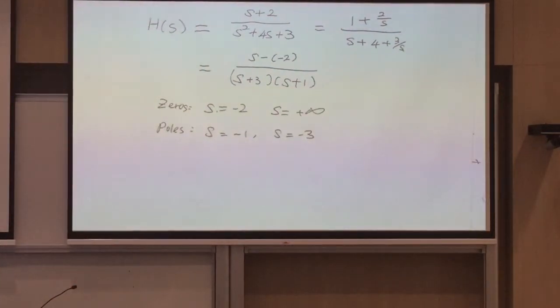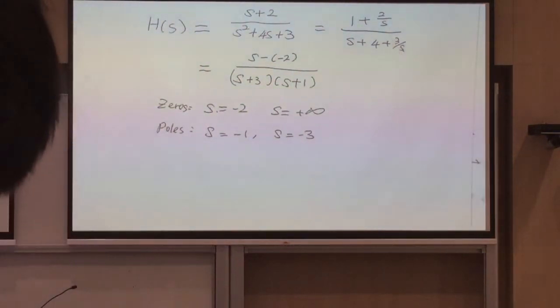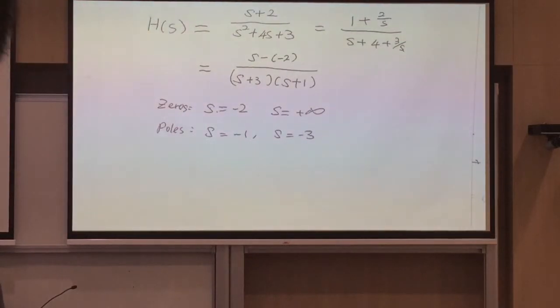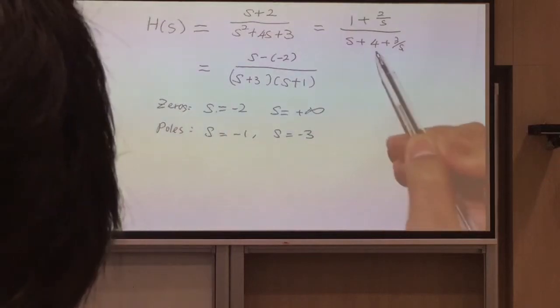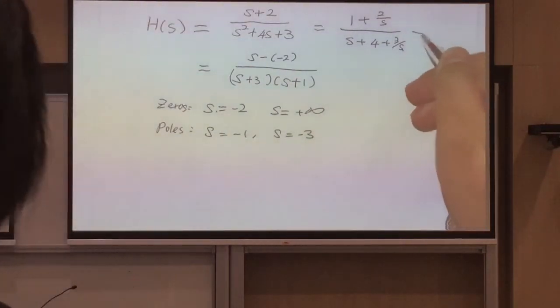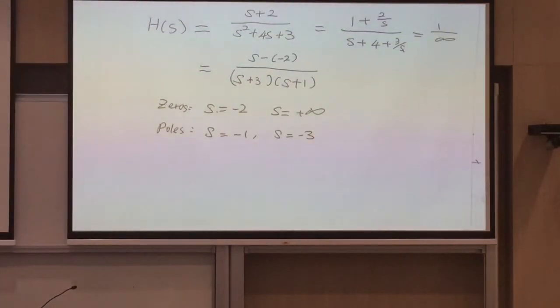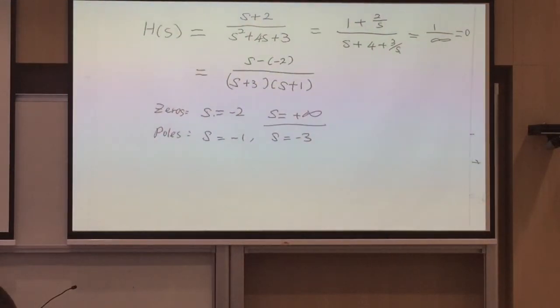Alright? If you take the limit when s equals infinite, this one is 1, this one is 0, this one is infinite, this one is 4, this one is 0. What do you get? 1 over infinite, what do you get? 0. So you actually have another hidden 0, which is infinite.